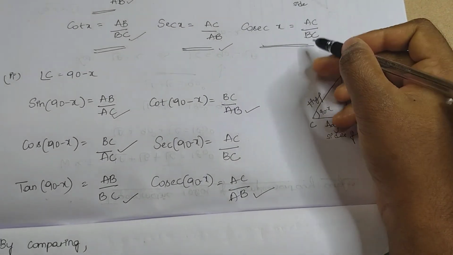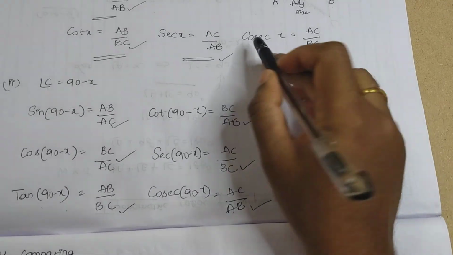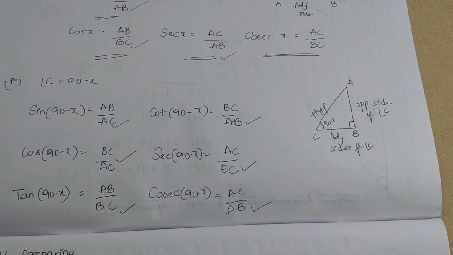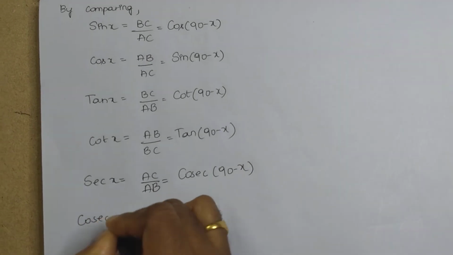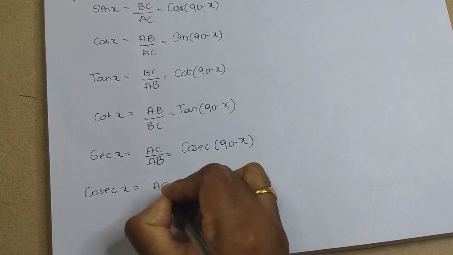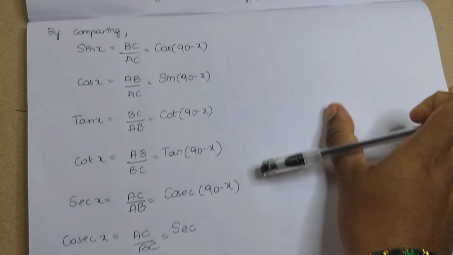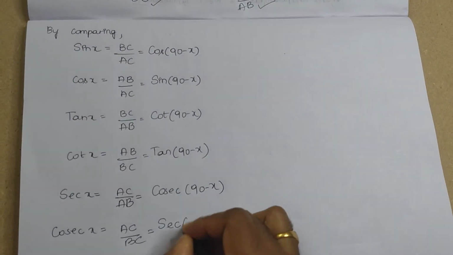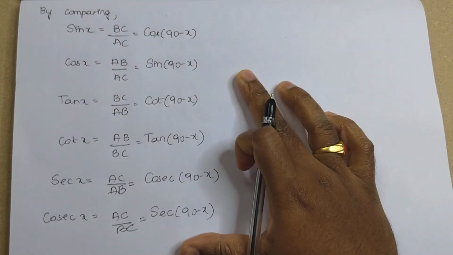Next, let's see in case 1, what is remaining? Cosecant x equals AC by BC. Where do we get it here? AC by BC. Cosecant x equals AC by BC equals secant of 90 minus x. Write the same thing here. Cosecant x equals AC by BC equals secant of 90 minus x. So this is what we got by comparing case 1 and case 2.